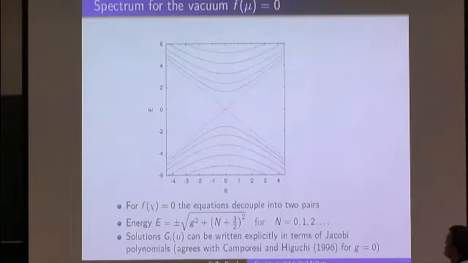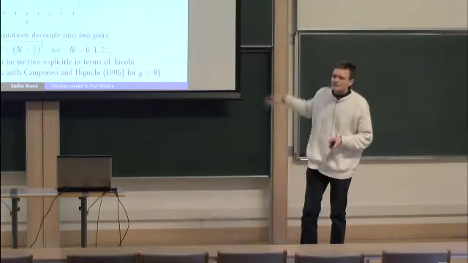Okay. So for the vacuum, basically what I end up with is massive fermions on the 3-sphere. And I can calculate the energy. In this case, these four equations decouple into pairs of two differential equations, and what you get is Jacobi polynomials. You can calculate this in detail, and the results agree with Camporesi and Higuchi, who did the same thing in n dimensions, but for massless fermions.